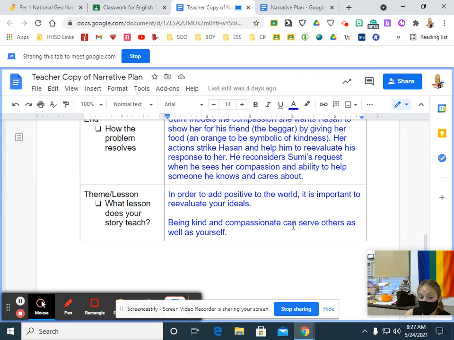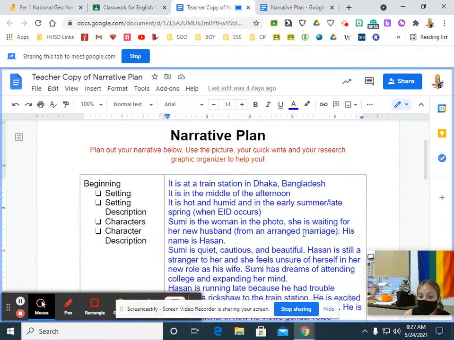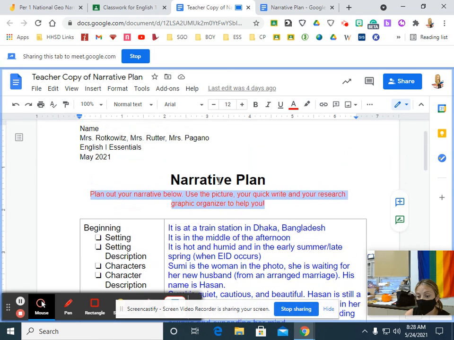So you can use my example to help you, but you should also make sure that you are using your photo. What might also be helpful is if you put your photo at the top of this narrative plan, it might inspire you. I had mine open on another tab. If you have any questions, please let us know. Otherwise, you can get started.